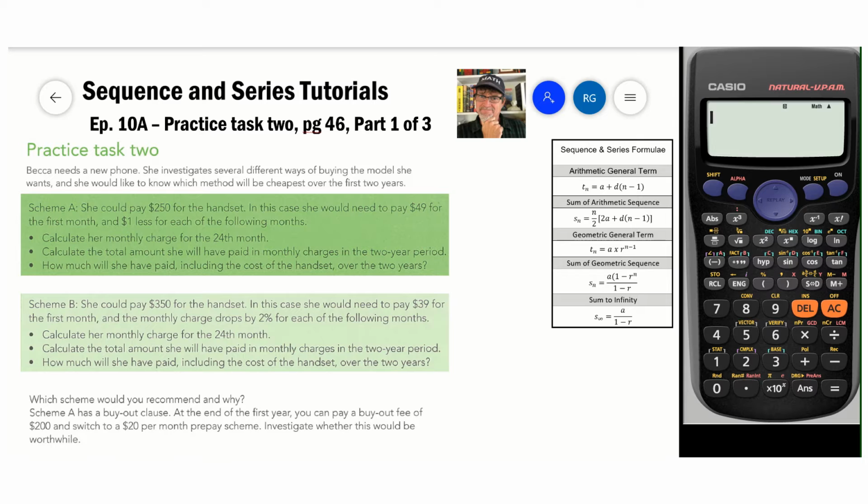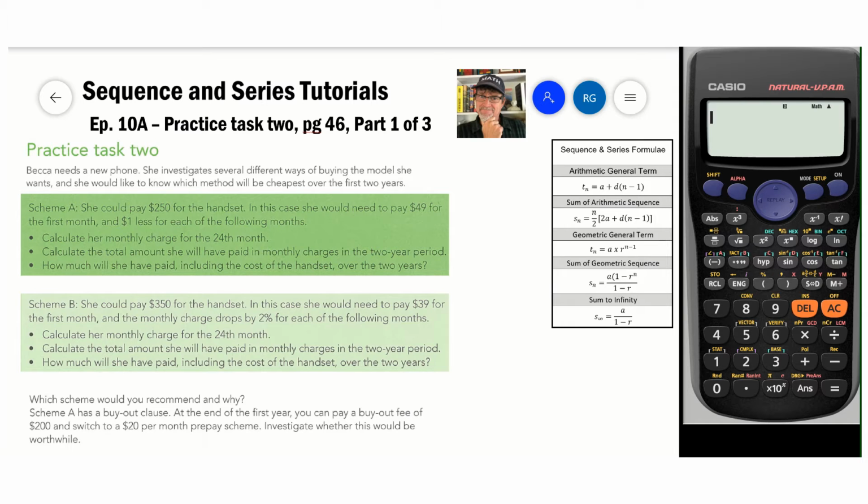All right, it's time to try an assessment-like task. So we're going to have a look at practice task 2, which is on page 46. I'm going to split this into 3 videos. In the first one, we'll read the whole problem through, and then we'll have a look at all the questions that are part of Scheme A. And in the second video, we'll do the same for Scheme B and make the recommendation. And in the last video, we will look at the follow-up question that has to do with Scheme A. So let's get started with part 1.